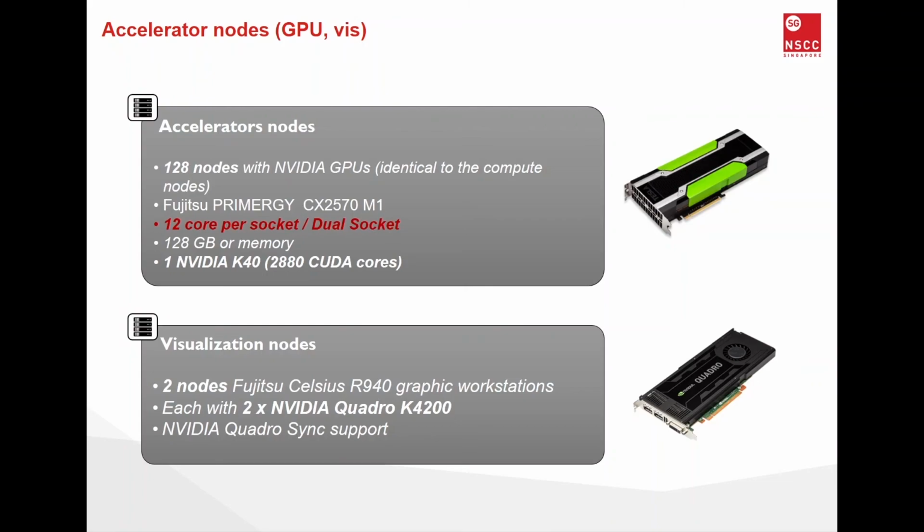GPU and visualization setup consists of 128 GPU nodes built on Fujitsu CX2570 M1 servers, and the configuration is pretty much similar to STD nodes. Two visualization nodes, which have 2x NVIDIA Quadro K4200 cards, are used for remote visualization. In the practice session, we can start a visualization job and see how it works. Especially, there is an application called display manager, which we would be using to do remote visualization, for example, ParaView or any other high-end visualization application.